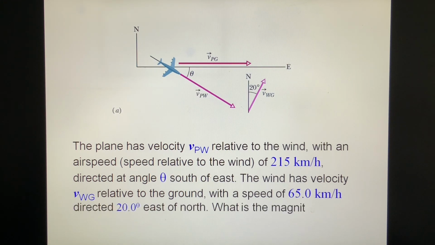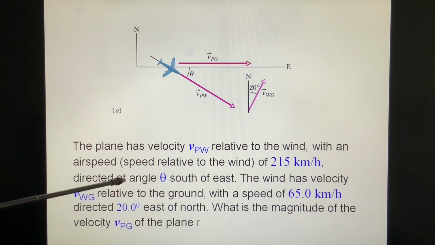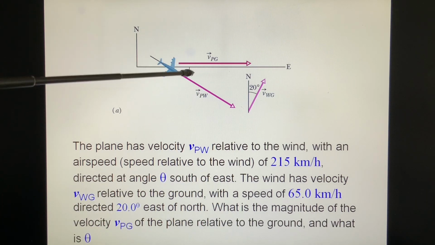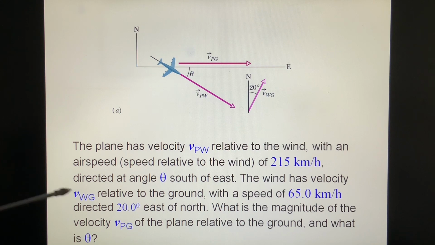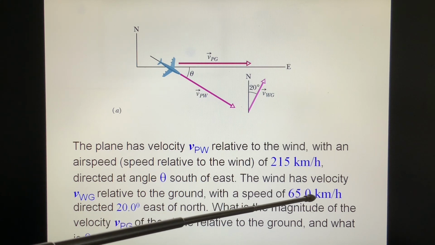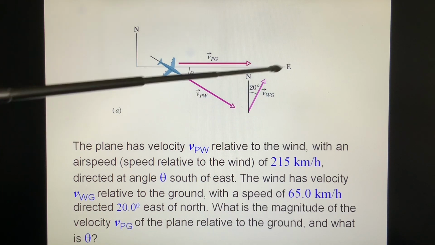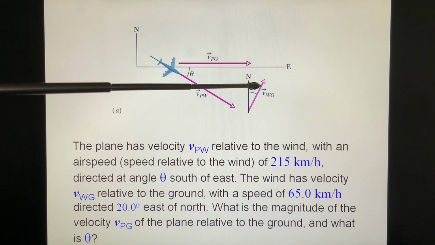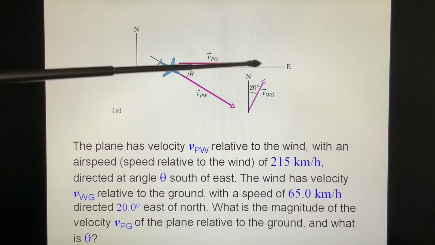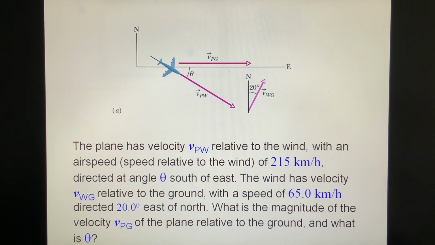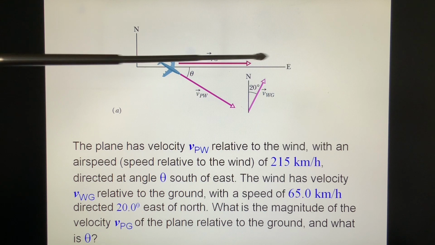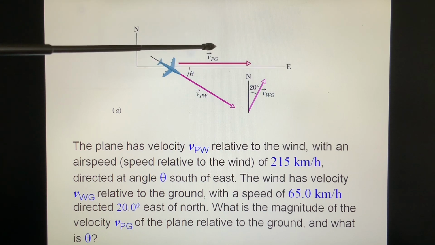It is directed at angle theta southeast, this direction. I don't know theta. The wind has velocity VWG, relative to the ground, with a speed of 65.0 kilometers per hour, directed 20.0 degrees east of north. Question: what is the magnitude of the velocity VPG, the velocity of the plane relative to the ground? We know the direction, we don't know the magnitude.